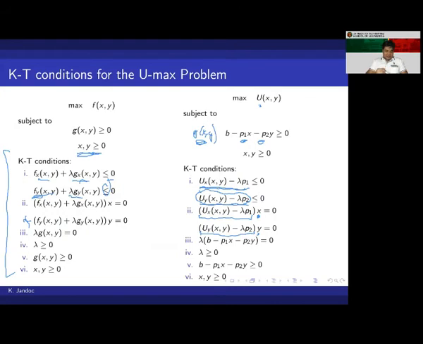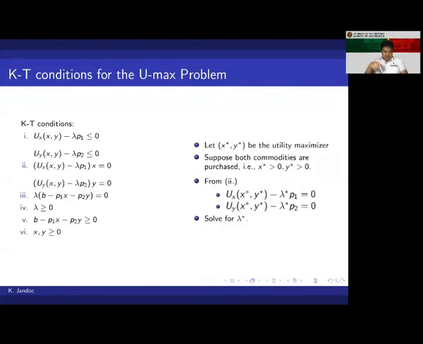And this third condition is lambda times g, the function of the budget constraint, which should be equal to 0. So it's either lambda is equal to 0 or the term in the parentheses equals 0. Then you have lambda being non-negative, and the function g, the budget constraint, being greater than or equal to 0, and finally the non-negativity constraints. So those are the Kuhn-Tucker conditions specific to this utility maximization problem.